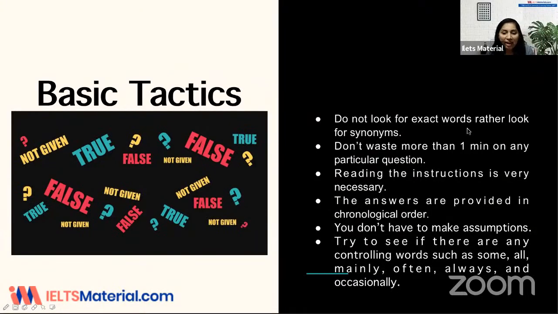Try to see if there are any controlling words such as some, all, mainly, often, always, occasionally. These are called distractors, because they distract you from the exact statement, and then you may get confused about what to write, that is, whether it is going to be false or not given. So focus on these words. These are very important. These are called distractors, or controlling words. So this also can be your keyword. Definitely this can be your keyword. And if you have some or all in the question, but the passage doesn't have any context related to all or some, then it is going to be not given. So understand the importance of controlling words.